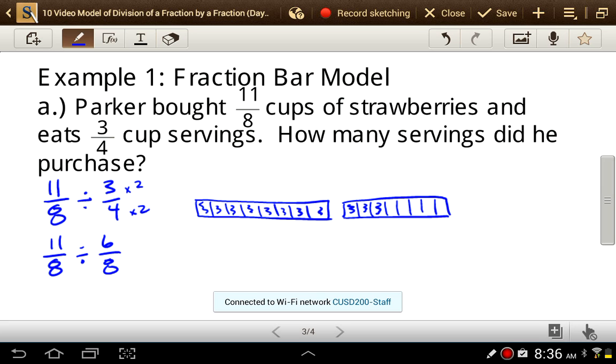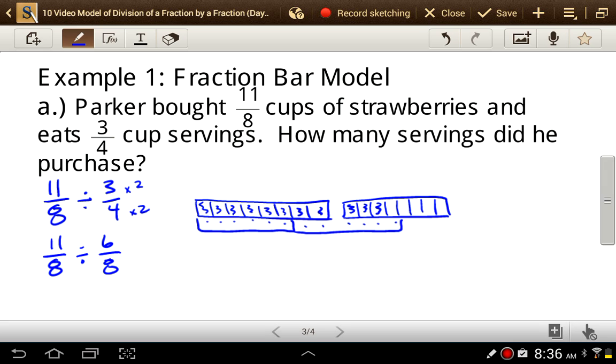Okay, now I'm going to break it into sections of 6. 1, 2, 3, 4, 5, 6. So there's 1, and then I have 1, 2, 3, 4, 5, 6. So when I break this one up, I don't have a full section. That's a full one, but this one only has 1, 2, 3, 4, 5 shaded. So that's 5 of the 6 sections. So there is my final answer.